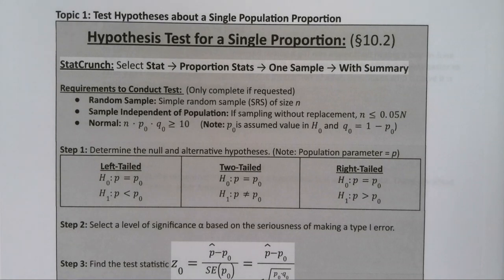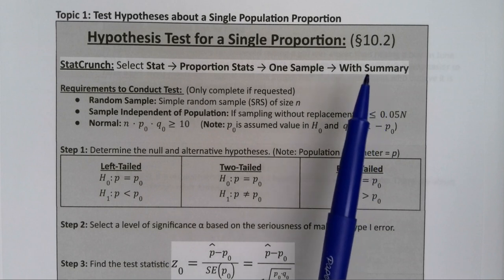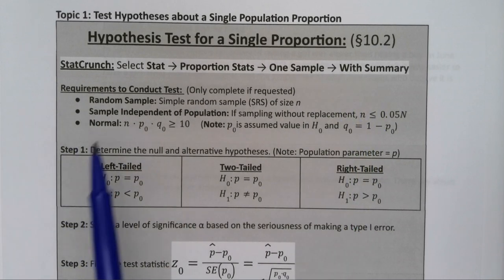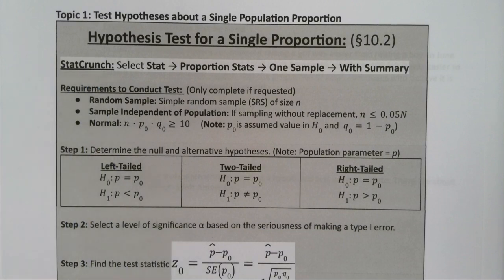This page is the reference sheet that we're going to use to actually conduct our first hypothesis test. It'll be very exciting. We're going to conduct a hypothesis test for a single proportion. Now just look at this page and understand what's happening. Up at the top we have the StatCrunch instructions. StatCrunch doesn't do the test for us, but it'll help us along the way with some of the calculations.